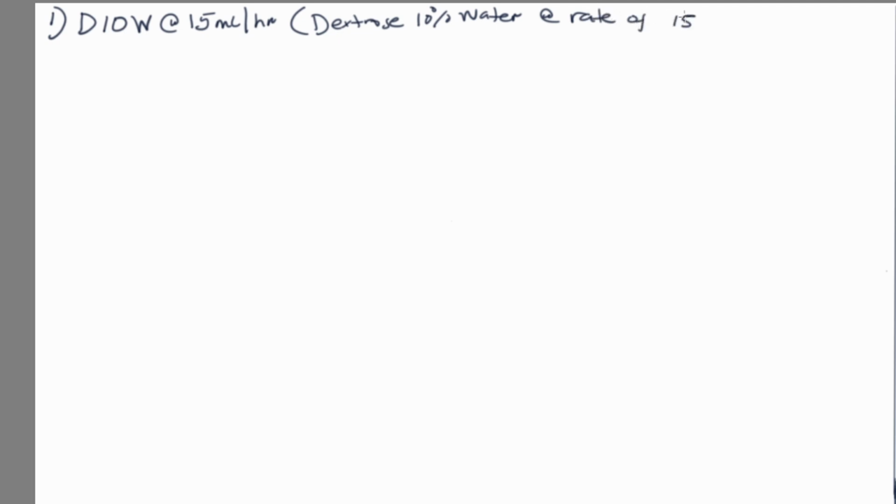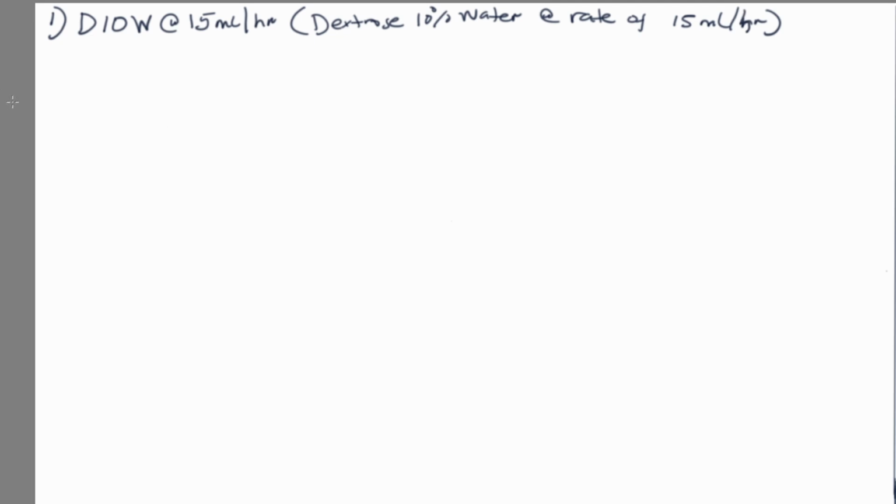Welcome. So you get an order from the doctor, and the order is for dextrose 10% in water to run at 15 mLs per hour. So that's D10W at 15 mLs per hour. This is the same as dextrose 10% in water at a rate of 15 mLs per hour.